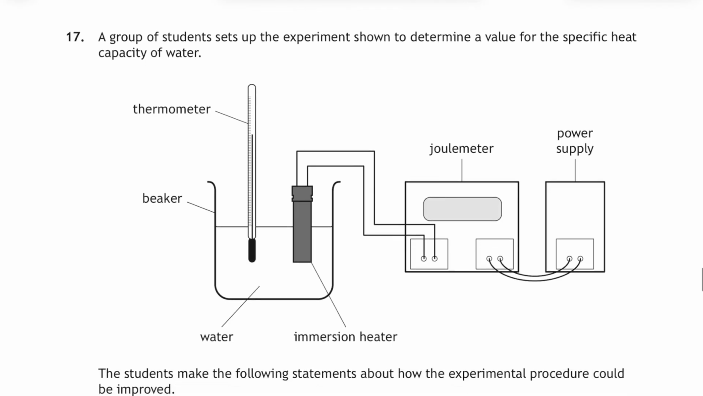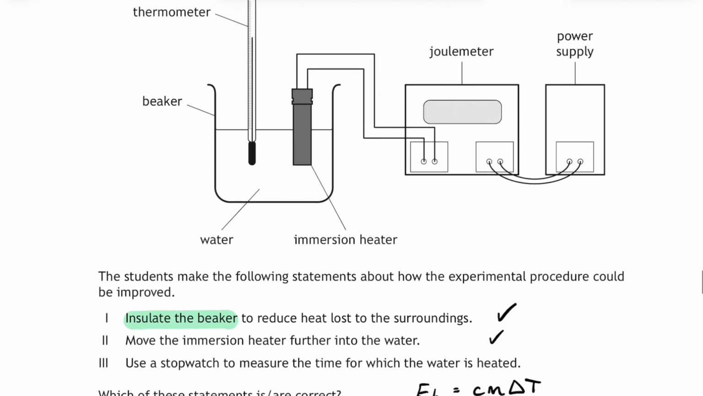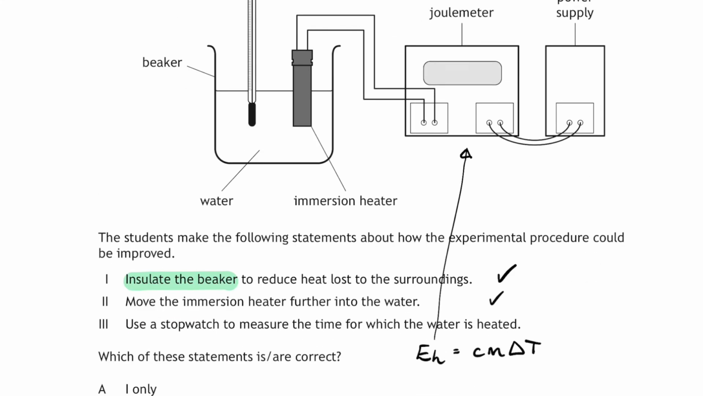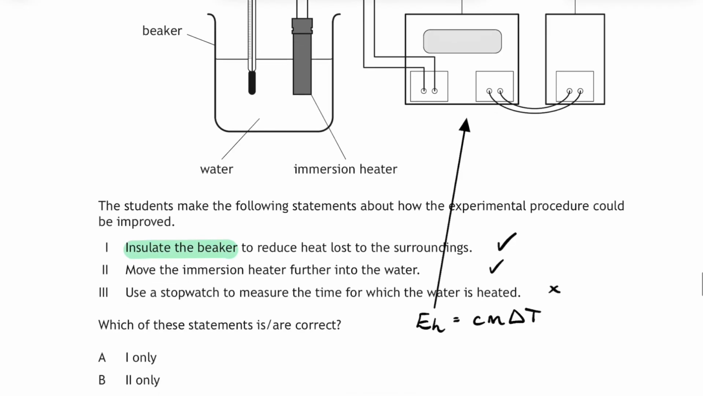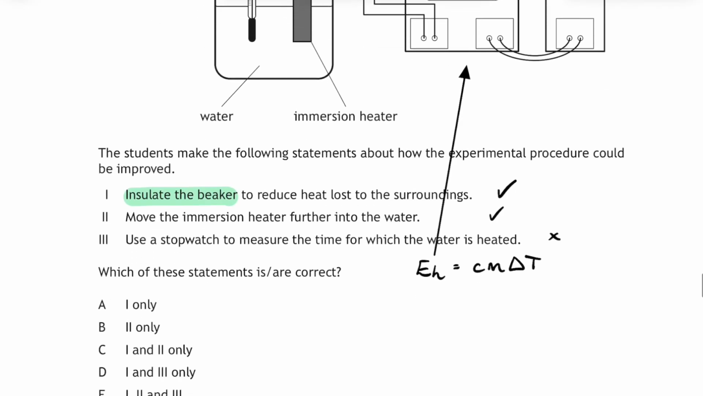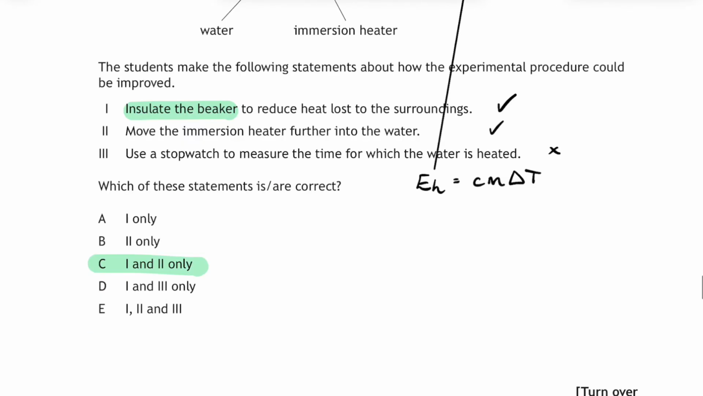So there's a joule meter that's measuring the energy supplied, and if we think about the relationship that you would use to work out the specific heat capacity, it's E_H equals c m delta T, and the joule meter is measuring the energy supplied. We also need to know the mass of the water and the change in temperature of the water, so time is not required, so we don't need a stopwatch to measure the time for which the water was heated. So that means it's only statement 1 and statement 2 that's correct. So 1 and 2 only is answer C.